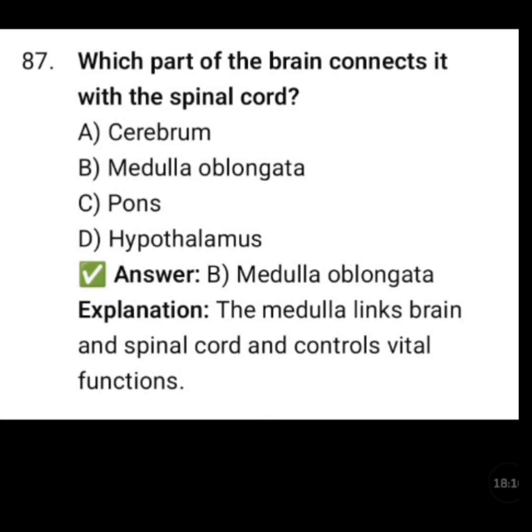Which part of the brain connects it with the spinal cord? Cerebrum, medulla oblongata, pons, hypothalamus. The correct answer is option B, medulla oblongata. The medulla links the brain and spinal cord and controls vital functions.